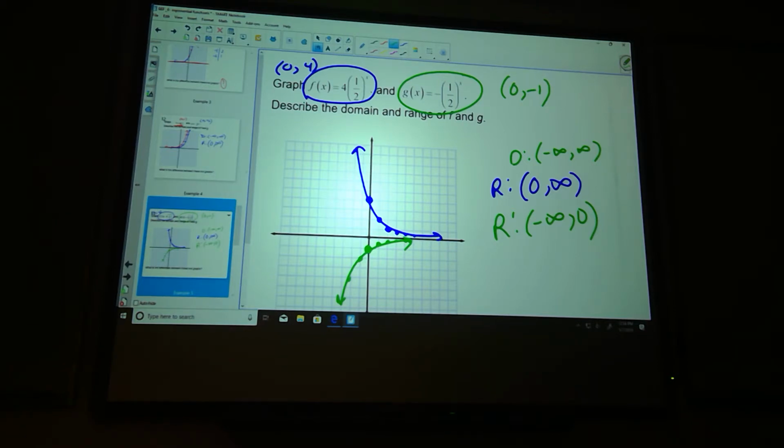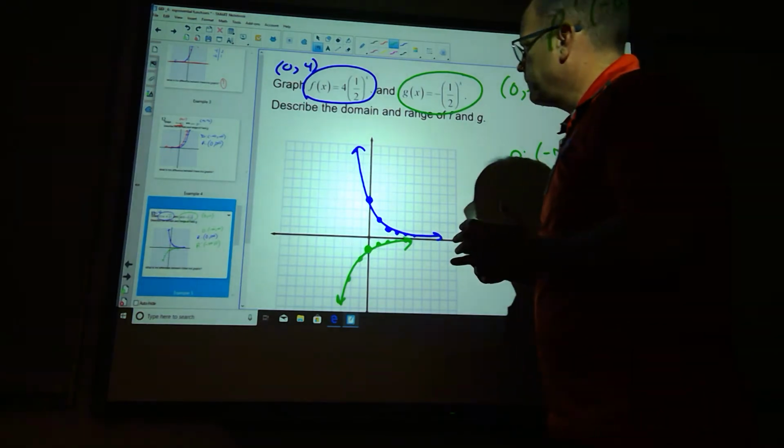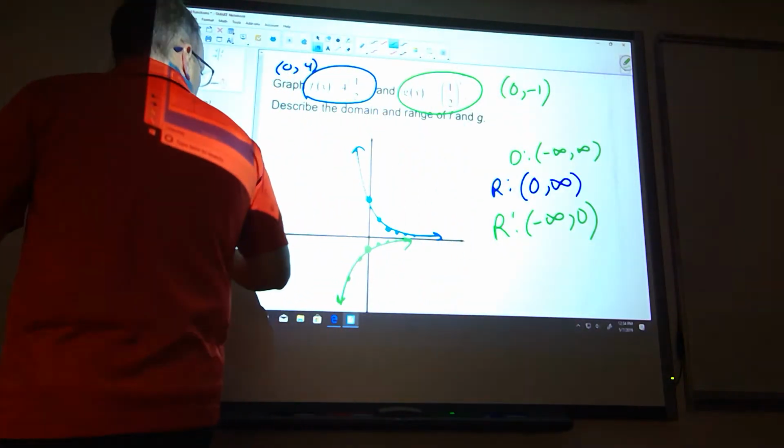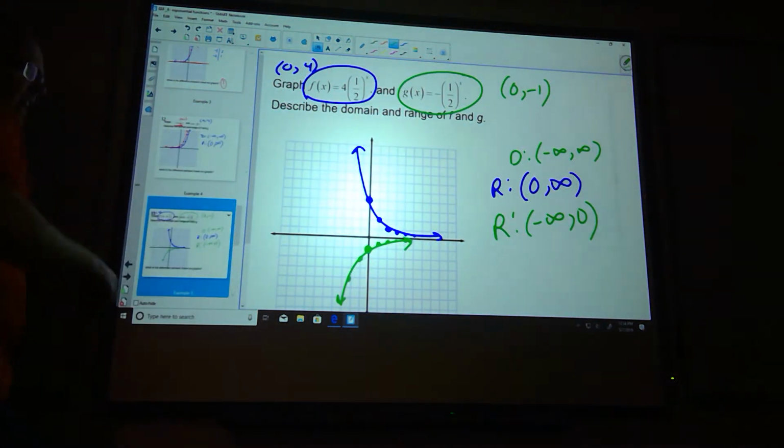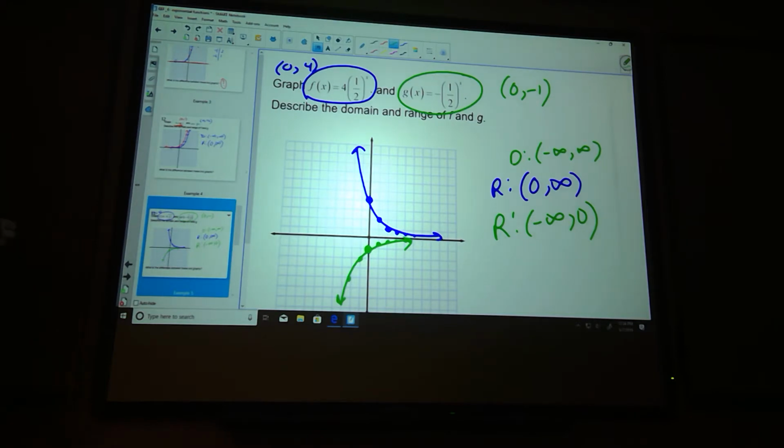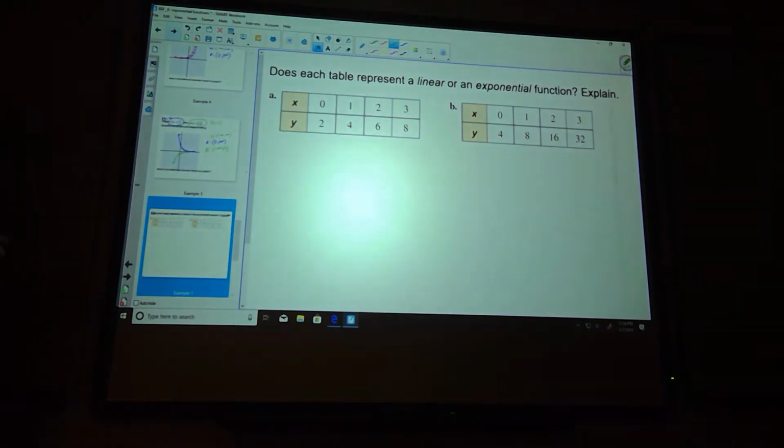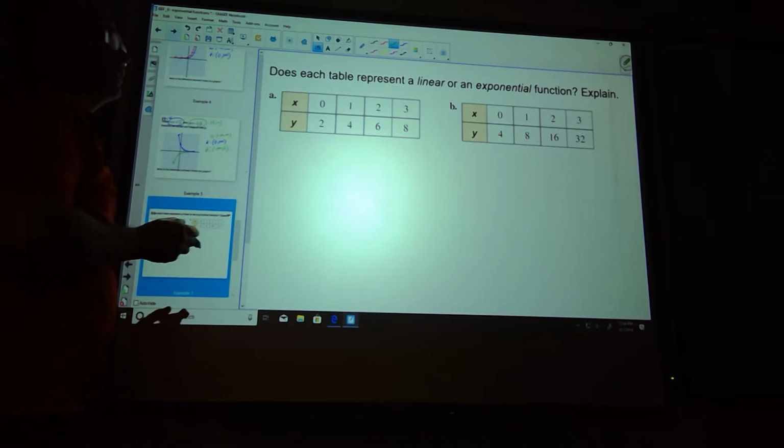Different. Very different. Why did one flip over? I'd say that negative out in front had something to do with it. Both those are... All right, let's see. We want to say if they are linear or exponential.